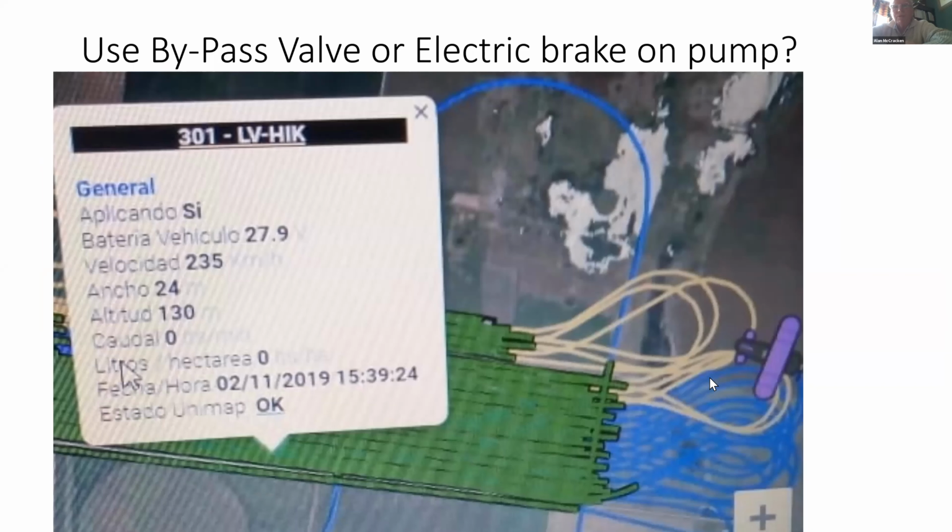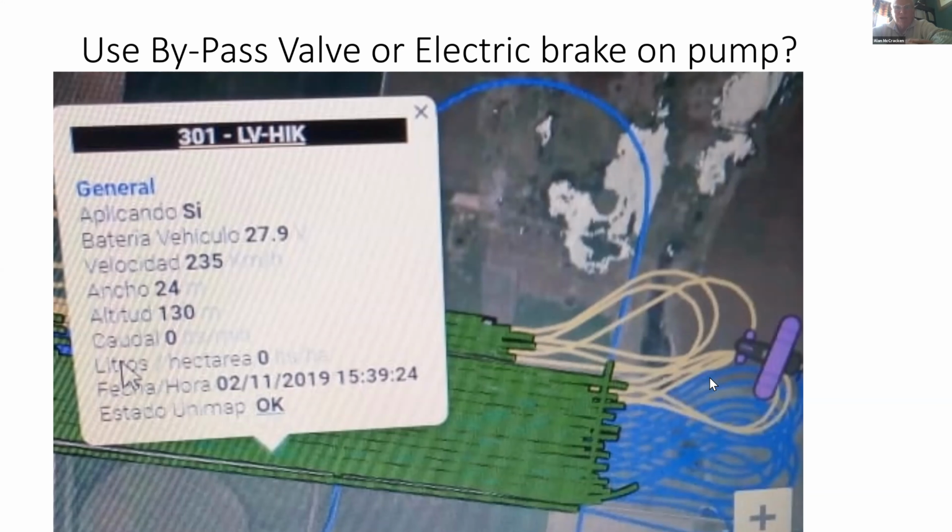What happens with drift environmental? Here's a GPS map. The pilot had been using the electric brake on the pump and not the bypass valve. We can see what happens. He's spraying back to back. When he's coming to the end of the spray run, he flicks the switch to stop the pump, but the system is pressurized, and if the aircraft is flying at 120, 140 miles an hour, he's a considerable distance past the end of the field before the equipment stops spraying.